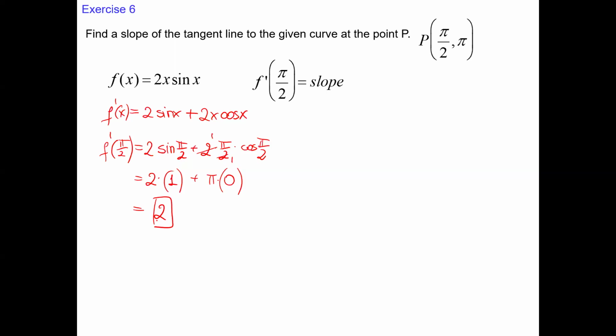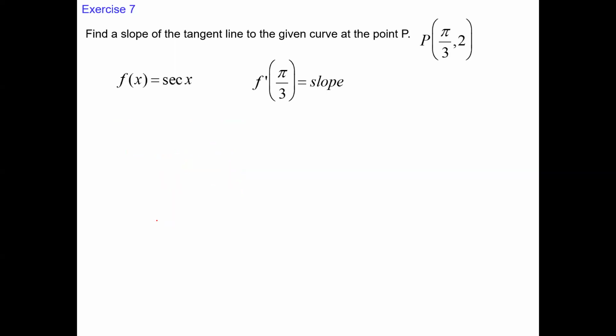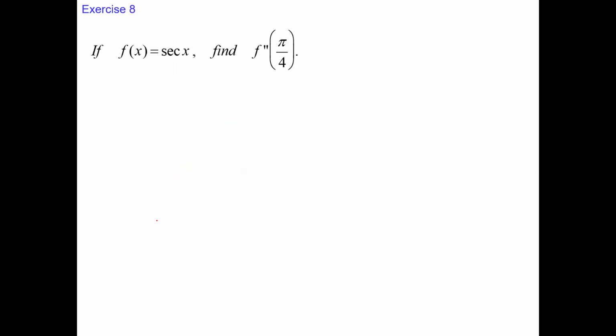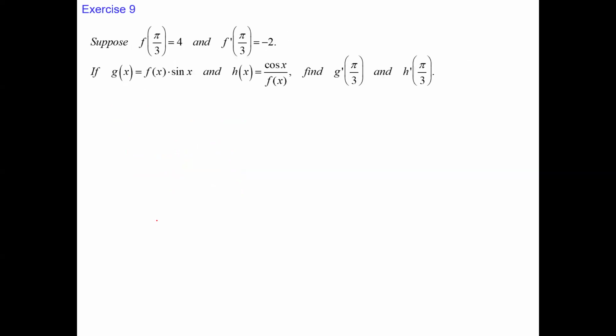Okay, and then exercise number 7, the same thing. We just have to find the derivative of secant of x at pi over 3. Exercise number 8, we have to find the second derivative of secant of x at pi over 4. That means you can also do this. And oh wow, well, exercise number 9, we know that function f at pi over 3 equals 4.